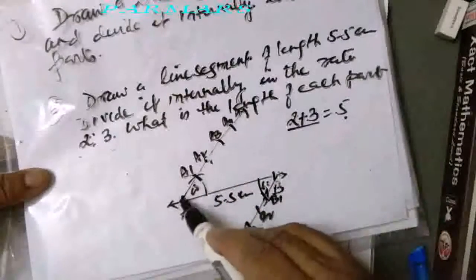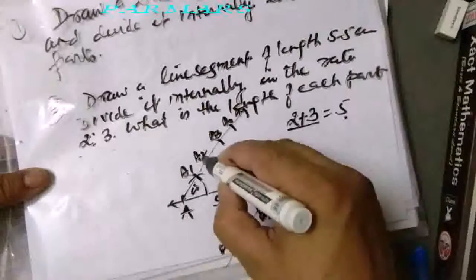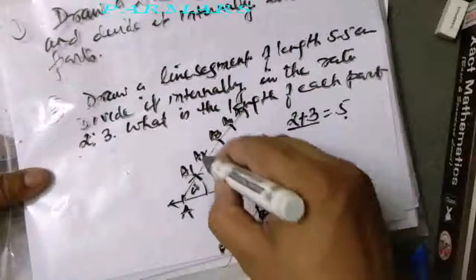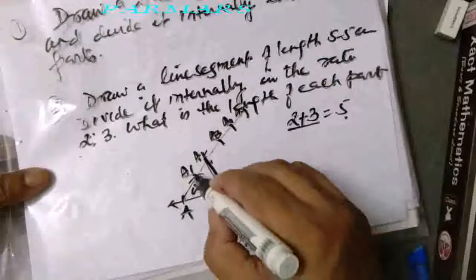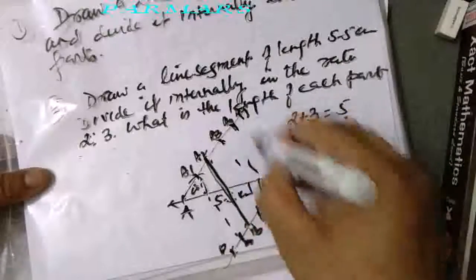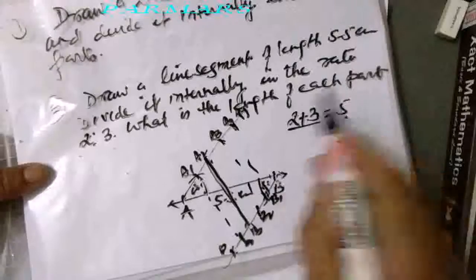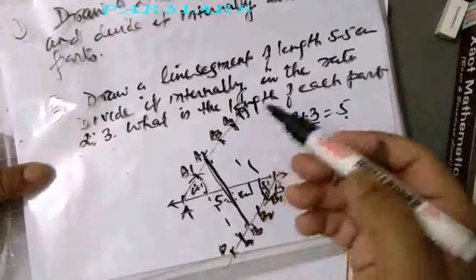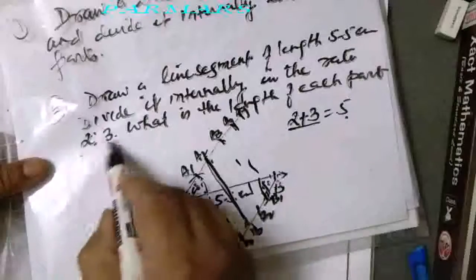From A it is third point. So from this it is third point. So join these two. Only join these two. Actually, if you are going to join all the parts, we have divided into 5 equal parts. But we are not asked to find the 5 equal parts. We are asked to divide it in 2:3.